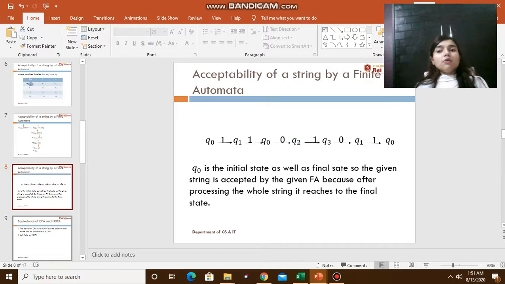Thus q0 is our final state, and after processing the complete string we reach q0. So yes, we can say that the given string is accepted by a finite automata. In this way we can check some other example whether the given string is accepted by a finite automata or not.